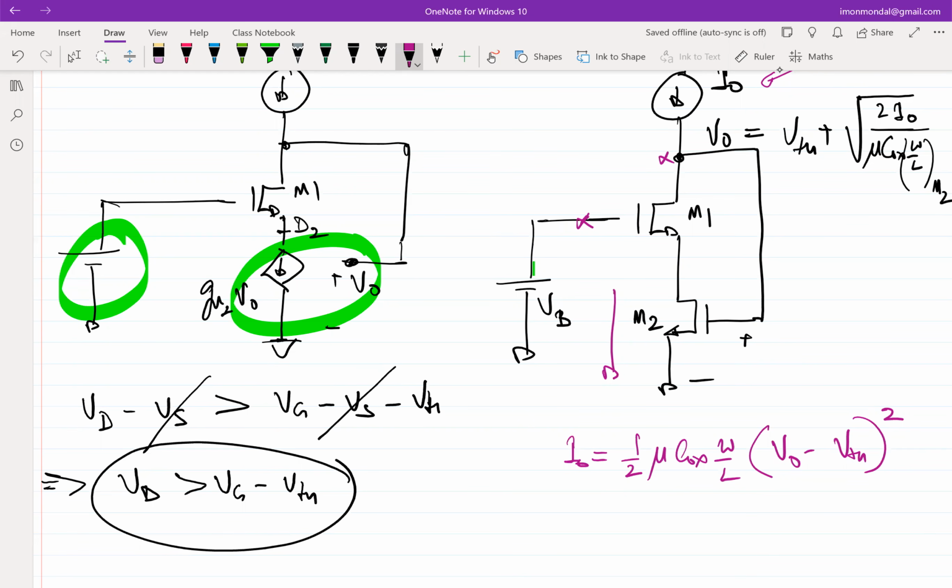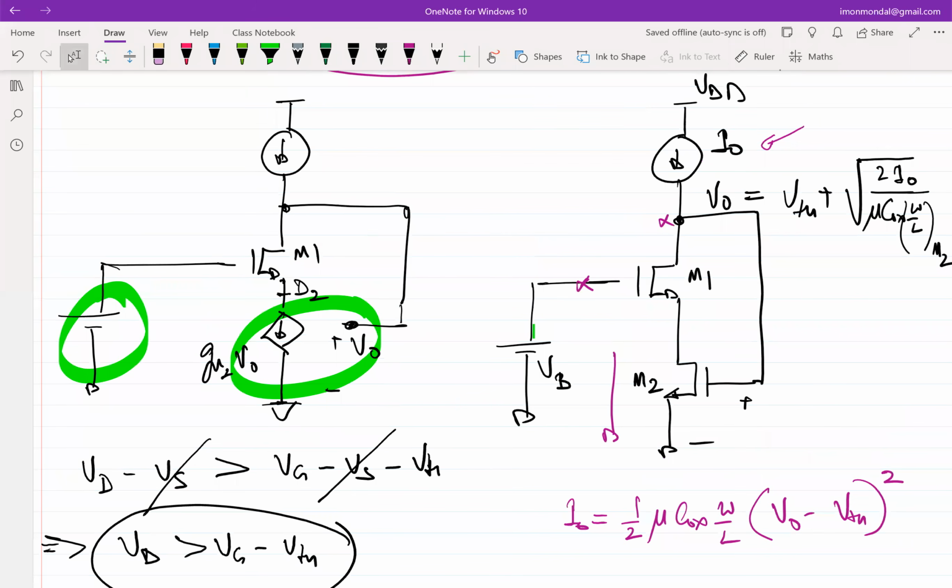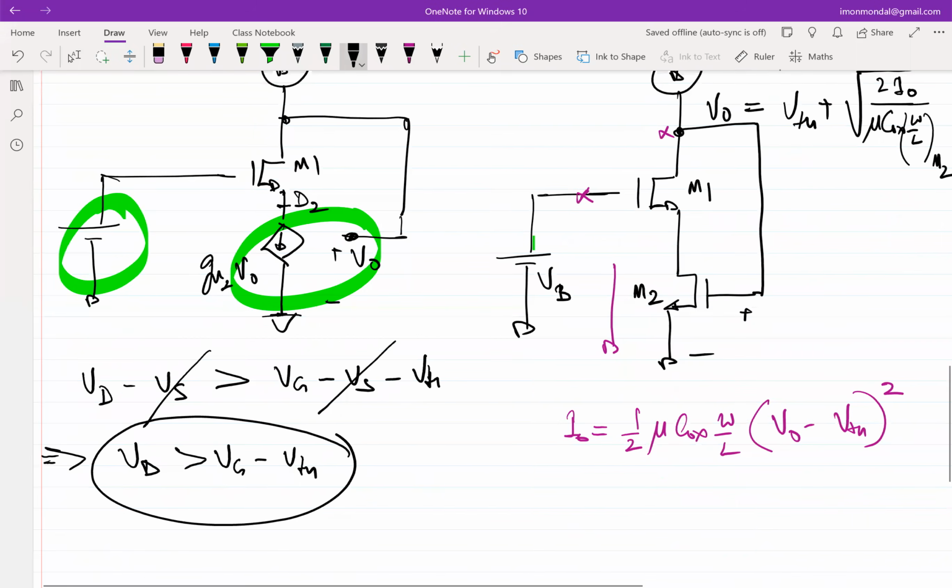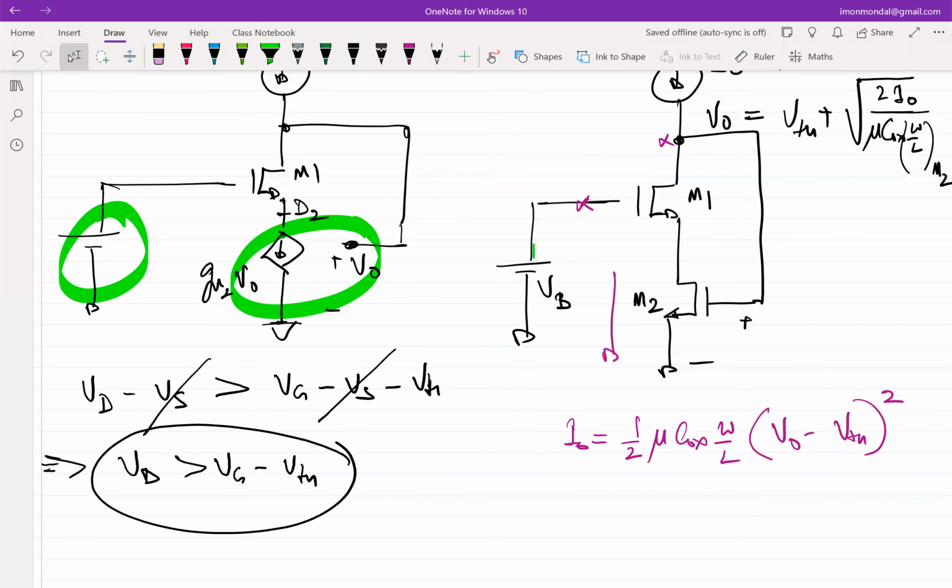Are you satisfied or not? Okay. So now if you know that your V0 is supposed to be this, what is the upper limit of VB? What is the upper limit of VB to still ensure that M1 is in saturation? I'm looking for VB max.